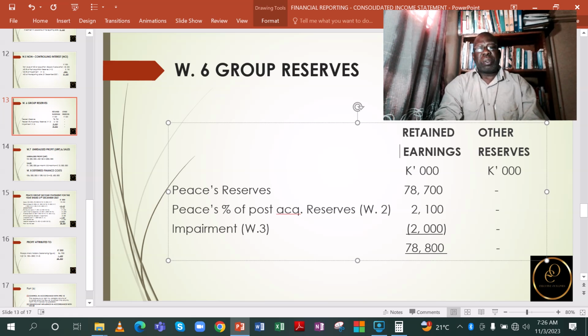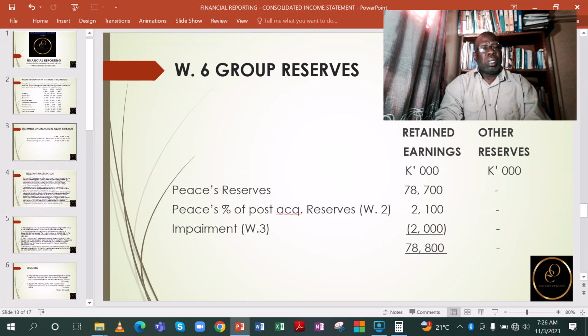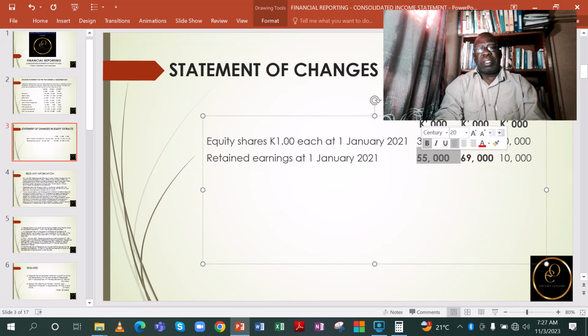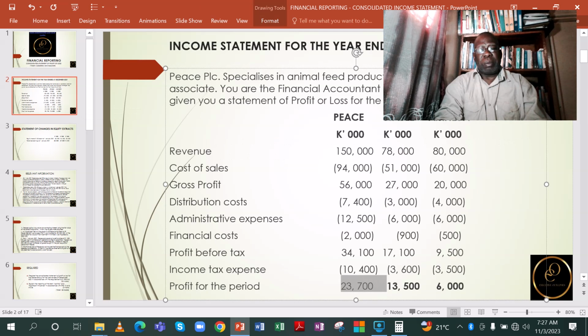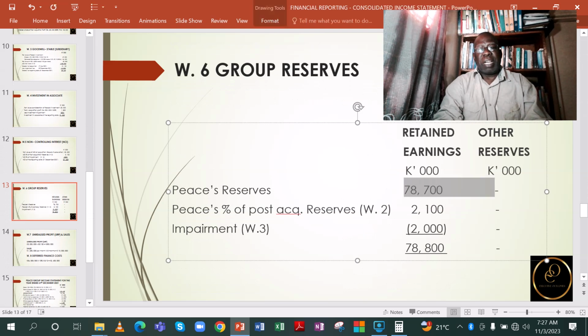In this particular case, we pick the parent company's reserves. The parent company reserve comes to 78,700,000. How do we get that one? You come here: parent company retained earnings. The parent company on 1st January had 55 million, brought forward from 2020. In the current year, the parent company made a profit of 23,700,000. So in total, the retained earnings accumulated to 23,700,000 plus 55 million, which is the 78,700,000 I'm talking about here.